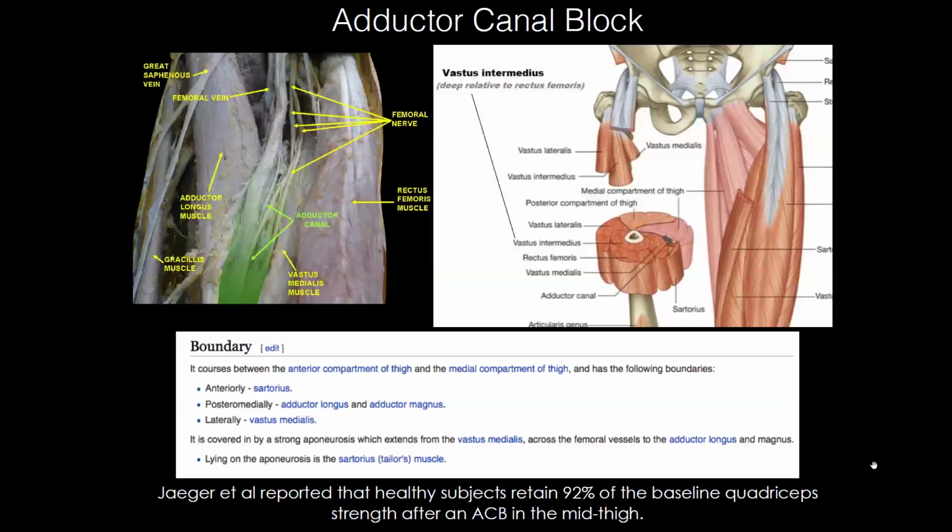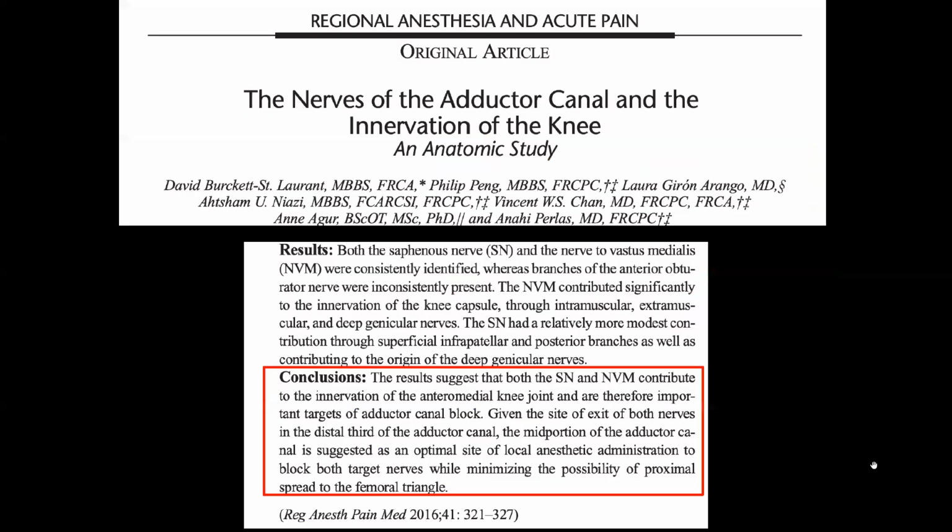So there are three compartments, as I was saying before: the anterior compartment, the medial compartment, and the posterior compartment. And these are the borders of the adductor canal: sartorius, adductor longus, vastus medialis. So that's pretty board relevant. But this is some work I found that says the nerve to the vastus is part of the pain generating fibers. Like Jeff Gadsden said in the update video I sent you this morning, they noticed once they went after the nerve to the vastus, they got a little better pain coverage. So both the saphenous nerve and the nerve to the vastus contribute to the innervation of the anterior medial knee joint and are therefore important targets of adductor canal block.